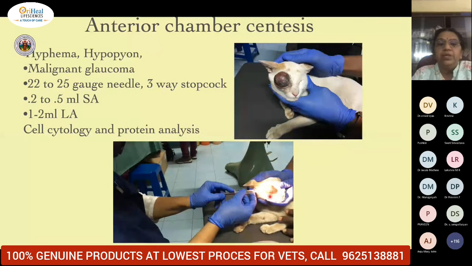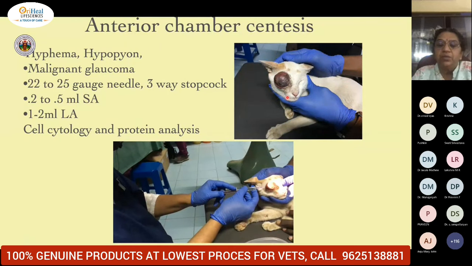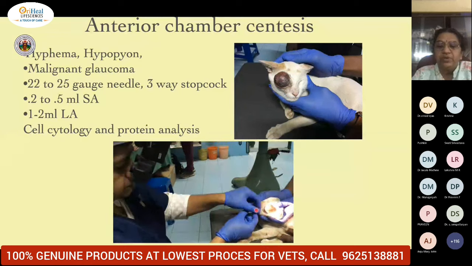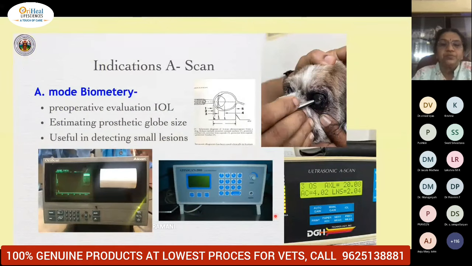Otherwise, in a case of malignant melanoma or glaucoma like this, you can remove more fluid from the eye. A scan, or biometry: we were talking about the various spaces in the eye, the anterior chamber, the posterior chamber, etc., and also the significance of the dimensions of the eye.